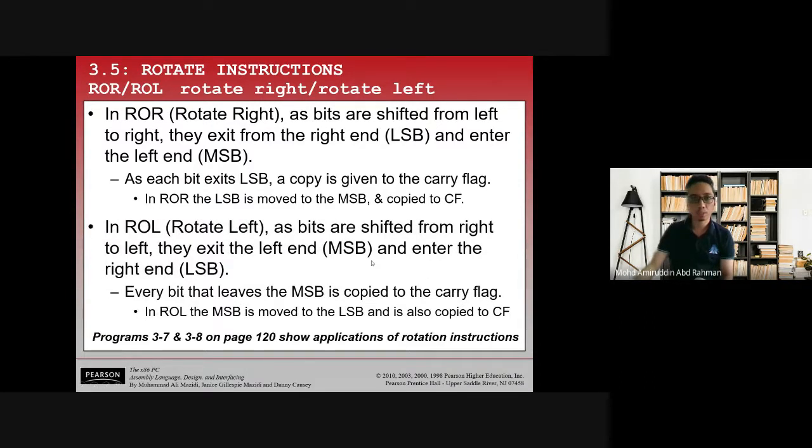Inversely, in the ROL, the rotate left instruction, bits are shifted from right to left, meaning that the most significant bit will be shifted to the least significant bit. Similar to the ROR, when the most significant bit exits, going to the least significant bit, it will be copied first to the carry flag.